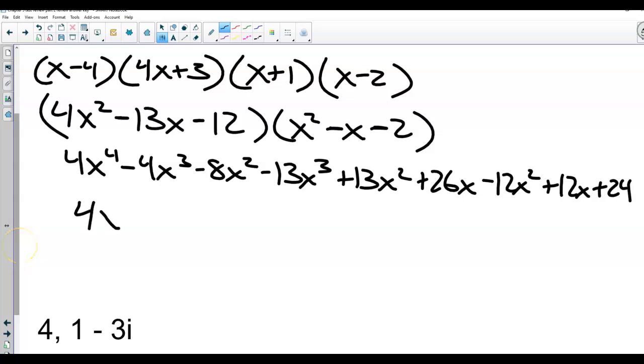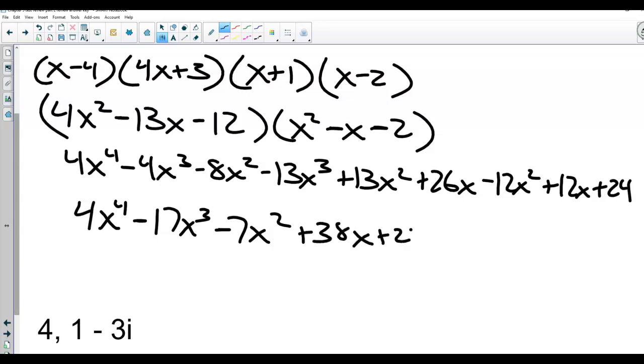The answer is going to be 4x to the fourth minus 17x cubed, minus 7x squared: negative 8, and negative 12 is negative 20, and 13 is negative 7. 26 and 12, 38x plus 24.